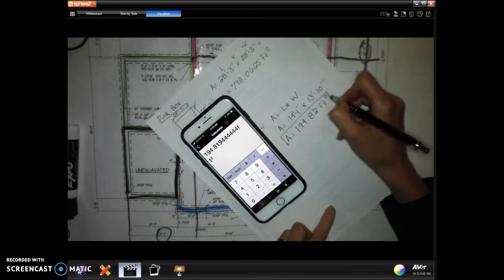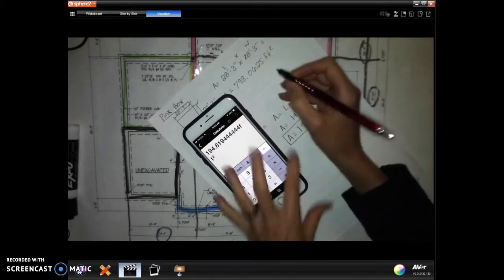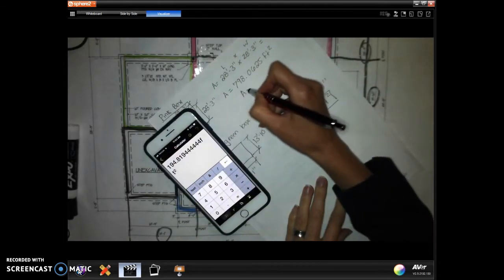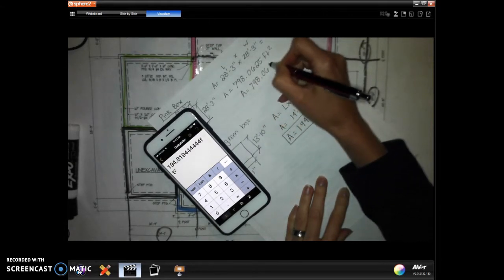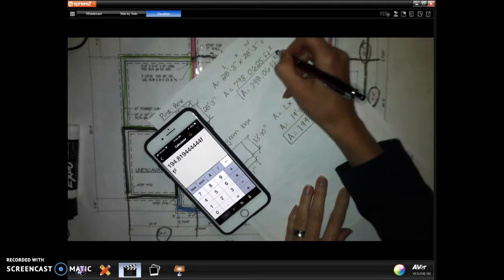194.82 feet squared. So I'm just going to round it. If I round that one to 2 decimal places, I might as well change it up here. So we'll do 798.06 feet squared. Okay.